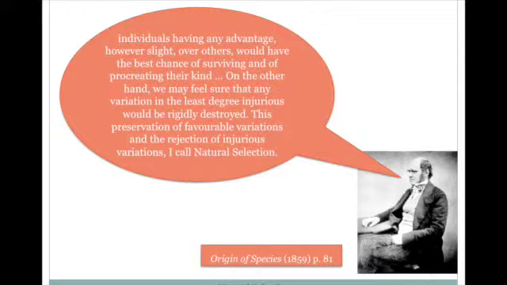And then, this is the crucial thing, the absolutely crucial thing. Individuals having any advantage, however slight, over others would have the best chance of surviving and of procreating their kind. On the other hand, we may feel sure that any variation in the least degree injurious would be rigidly destroyed. This preservation of favourable variations and the rejection of injurious variations I call natural selection.